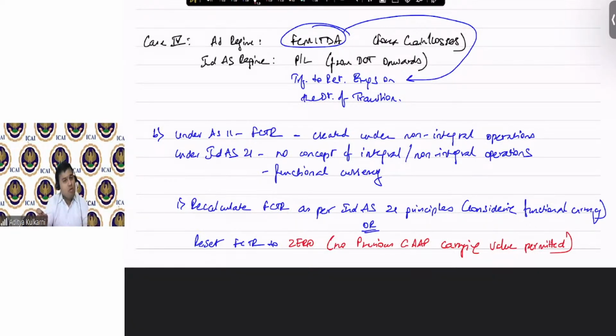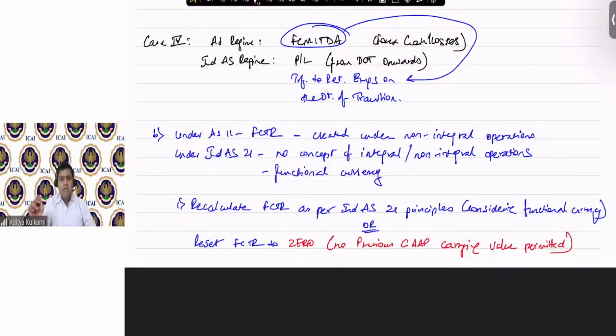Okay. So therefore, वो मिलेगा ही आपको. Concept of FCTR नहीं है, ऐसा नहीं है. Concept of integral, non-integral operations is not there under Ind AS 21. So that is something which you will have to ignore, apply Ind AS 21 principles, recalculate the FCTR that is already appearing there, and then take that recalculated FCTR into your books. Are we clear with this?